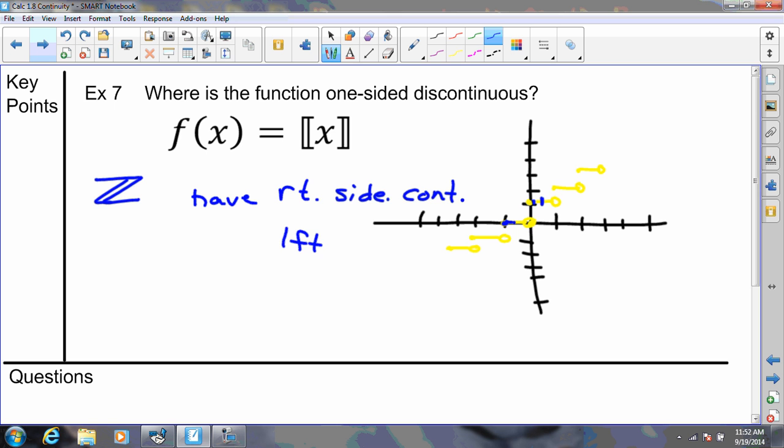What about left side continuity? We don't have it. Why not? Well, when we are looking at the left-hand side, closing in, it's approaching the limit. The left-hand limit here is 2, but the function value is 3. The left-hand limit does not equal the function value, so it is left side discontinuous. The right-hand limit does equal the function value, so it is right side continuous. Okay? We're seeing the limit value must match the function value.